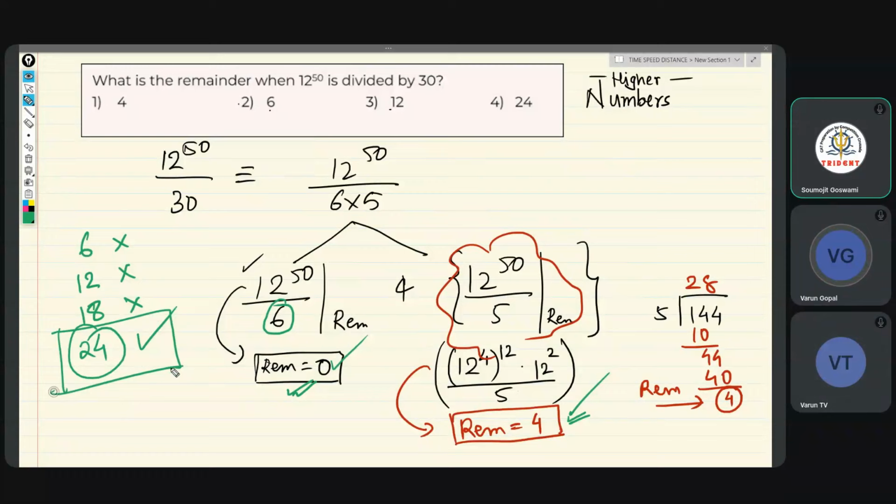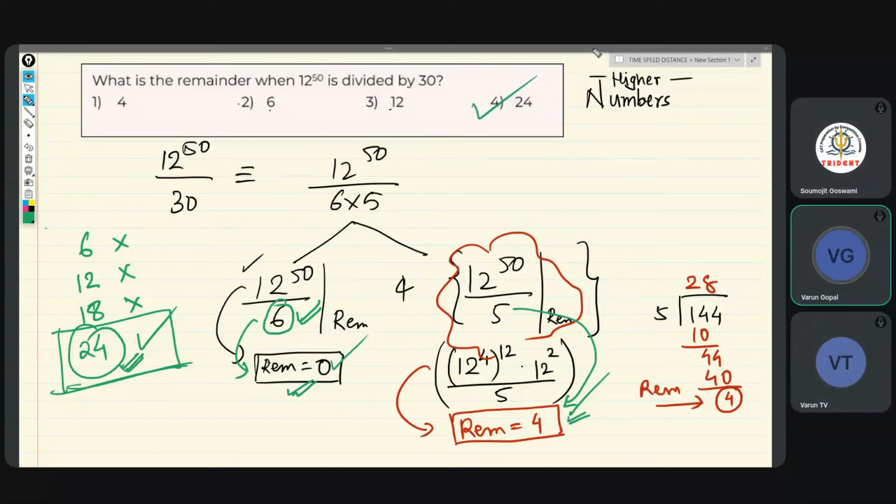This is the least number that will satisfy both conditions: when divided by 6 it leaves a remainder of 0, and when divided by 5 it leaves a remainder of 4. This is the only number, 24. This is the Chinese remainder theorem. So 24 has to be my final remainder.